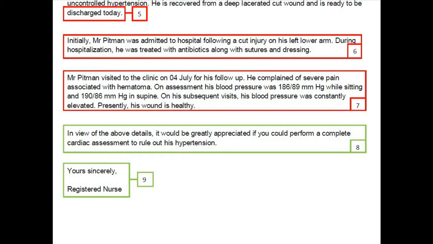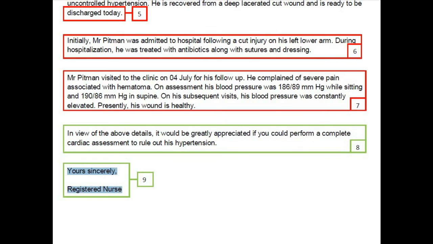Instead, you can frame the paragraph like, Mr. Pittman visited to the clinic on 4th July for his follow-up. He complained of severe pain associated with hematoma. On assessment, his wound is healthy and healed well, but his blood pressure was 186/89 mmHg while sitting and 190/86 mmHg in supine position. On a subsequent visit, his blood pressure was constantly elevated in the same range, which is more organized and impressive. The wind-up sentence and sign-off written are perfect.